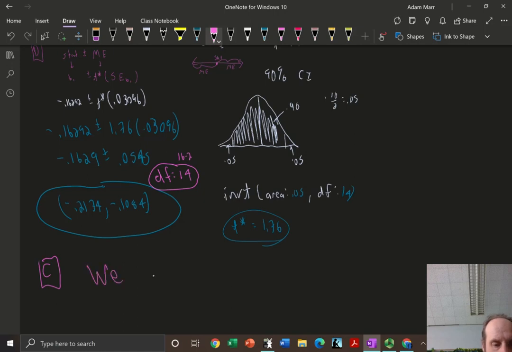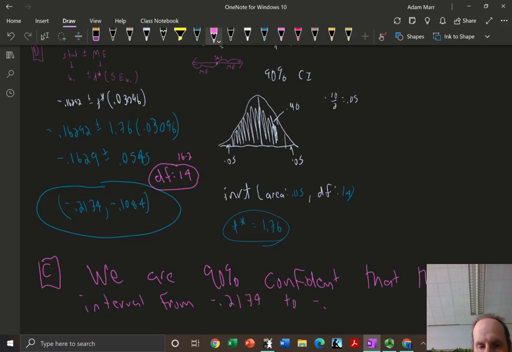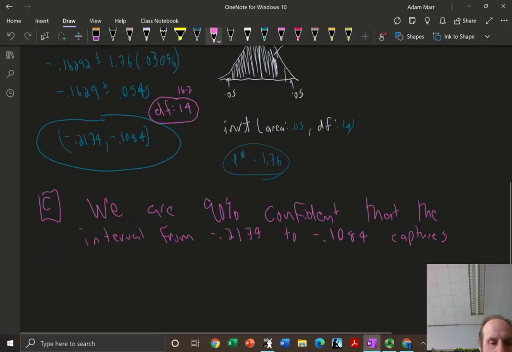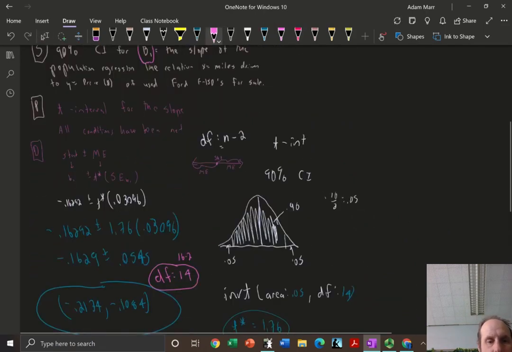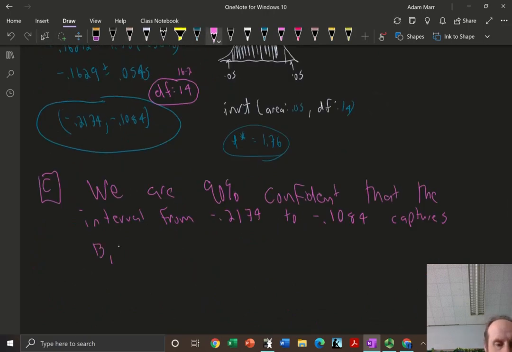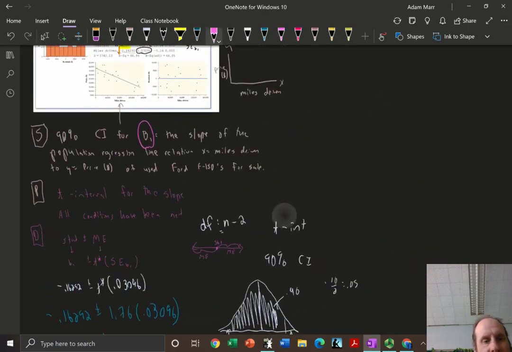Okay, we're going to say we are 90% confident that the interval from negative 0.2174 to negative 0.1084 captures the slope of the population regression line. Or you could just even say, remember, what we're doing right here is it captures this guy. So I'm just going to repeat what I already said. Captures B sub 1. And that is the slope of the population regression line.